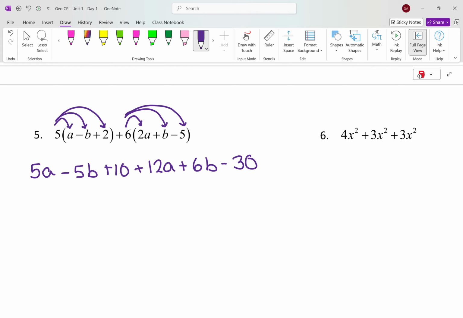So after we distribute and we get rid of the parentheses, now we're going to look for the like terms. So I have a 5a and a 12a, both positive, so that gives me a 17a. And then I have a negative 5b and a positive 6b. So negative 5b plus a positive 6b is a positive 1b. Do I need to put the 1 in front of the b? No. Could you if you wanted to? Sure. All right, and now we're going to say positive 10 and a negative 30. That's also like terms. So positive 10 plus a negative 30 is a negative 20.